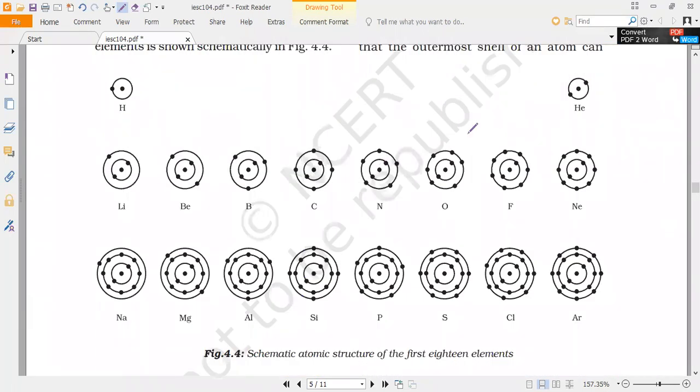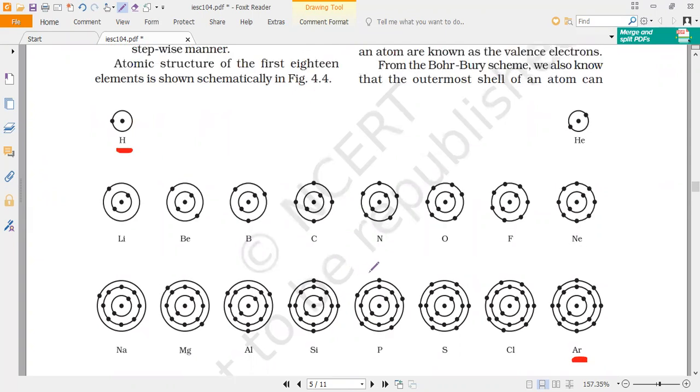Yes, very good. So this is what they have given: the first 18 elements, starting with hydrogen and ending with argon. Okay, so let us write the electronic configuration. This will definitely be useful for 10th class also, and in 9th class they will definitely ask you a minimum 2 mark question.